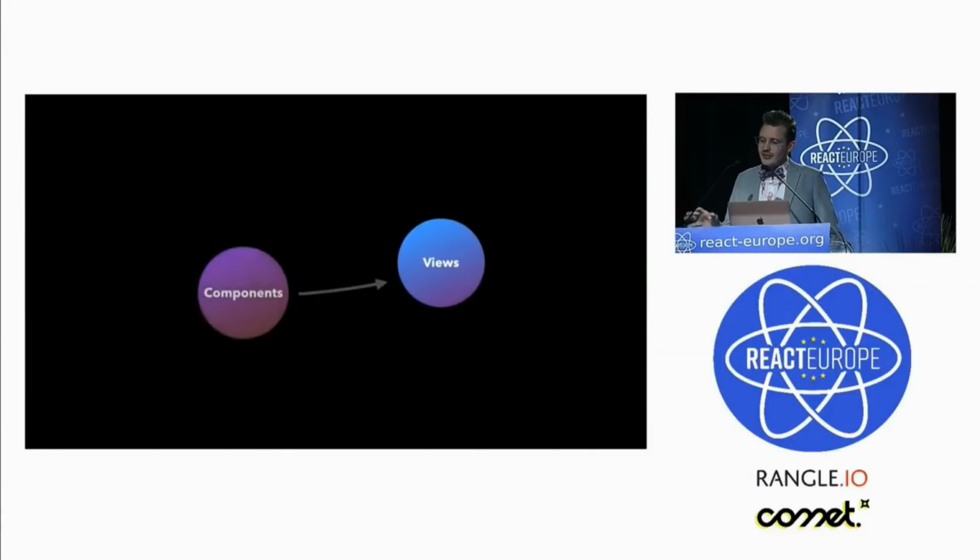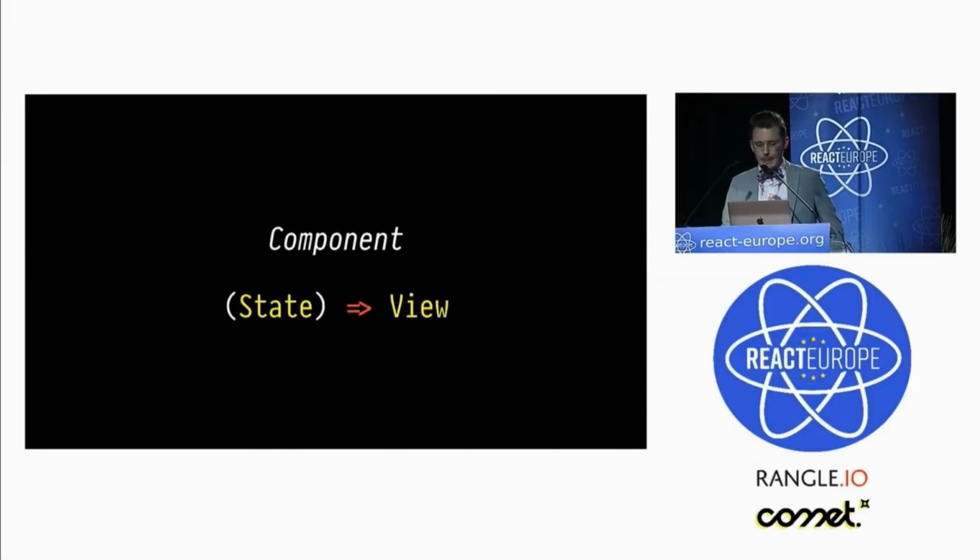So what we really want is an abstraction on top of views that lets us declare what views should be displayed at any point in time. Of course, we all know this, we call it components. And a component is just a pure function. The current state of the world goes in, and a representation of what we want on the screen comes out. We all know this as the render function.